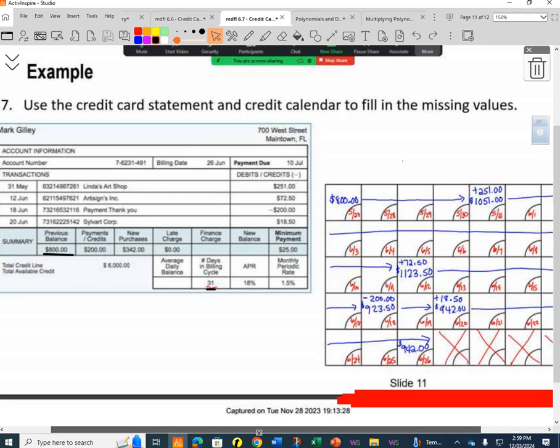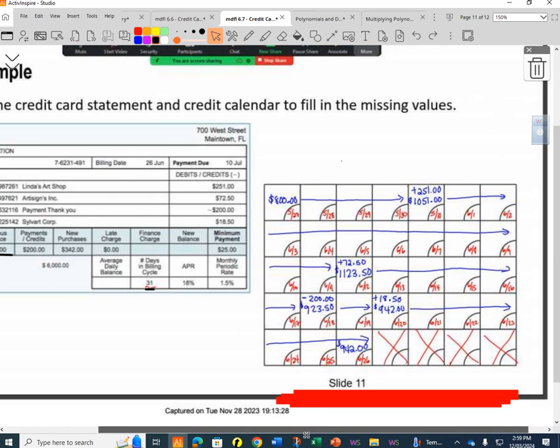And that's it. That's how you fill in the missing values in the credit calendar. If you wanted to find his average daily balance, remember, you find the average of his balance first. For 4 days, his balance was $800. You add that to his balance for the next number of days, and remember, we divide that by the number of days in the billing cycle. I think we're done.